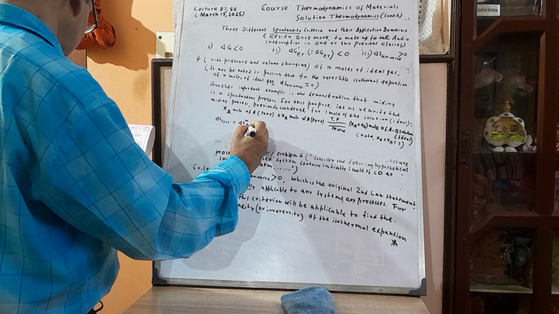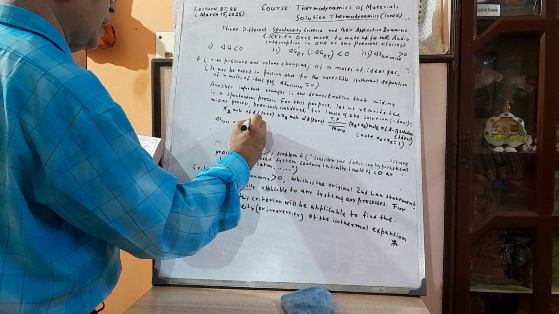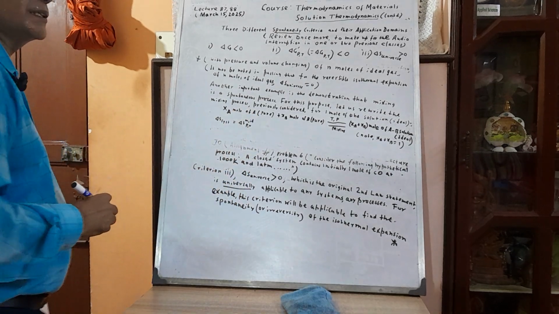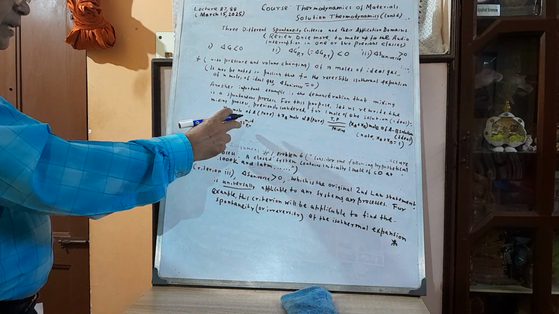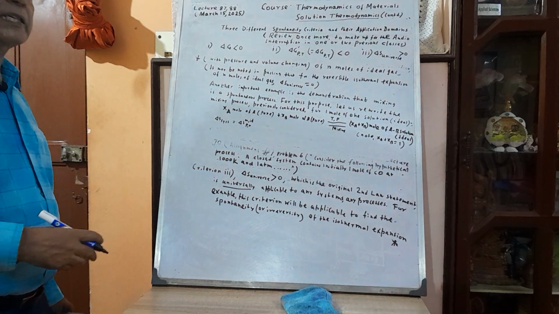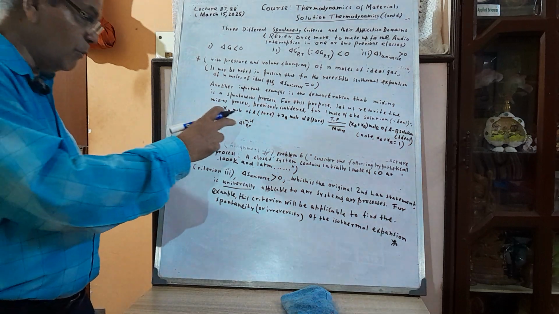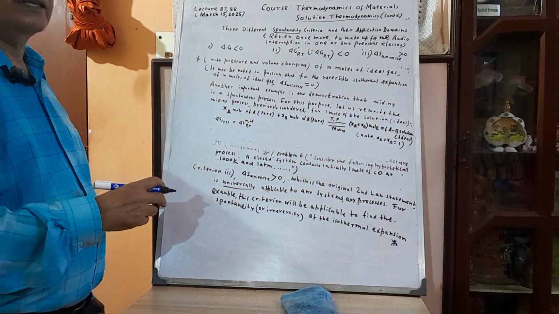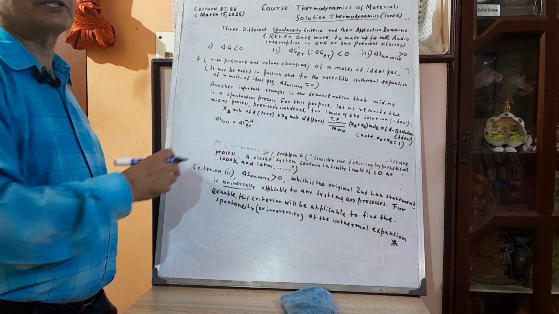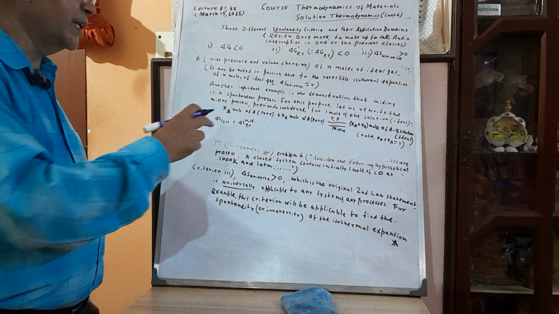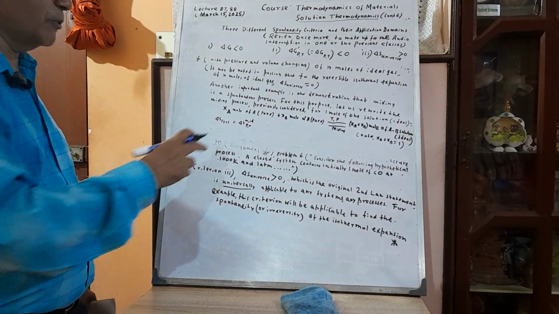Delta Sm Pt. And remember, ideal solution. We call this delta Sm ideal. It is actually integral molar, M for mixing, integral molar entropy of mixing in the ideal solution case, and we have considered ideal solution.